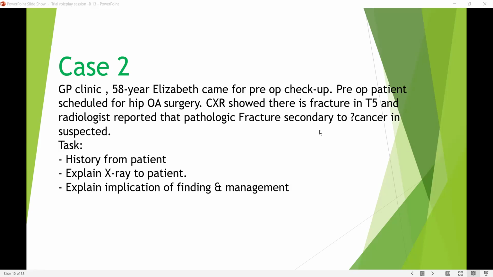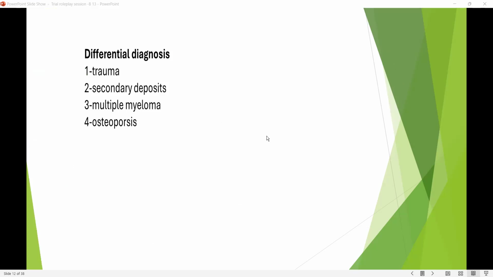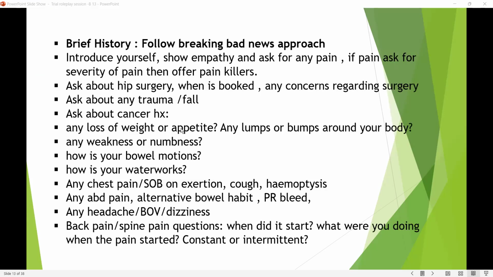So, what could be the reason for that pathological fracture? When you read the stem in your 2 minutes time, my suggestion would be to think about differentials and think about the key points in this case. What should you not miss? So, differential diagnosis in this case: number one, it could be trauma related, it could be due to secondary deposit or multiple myeloma, or it could be osteoporosis. Those are your differentials.